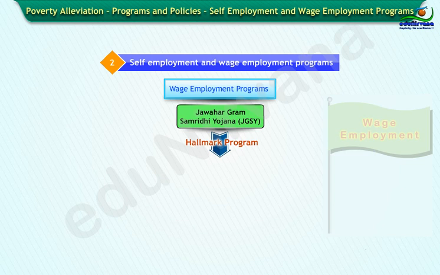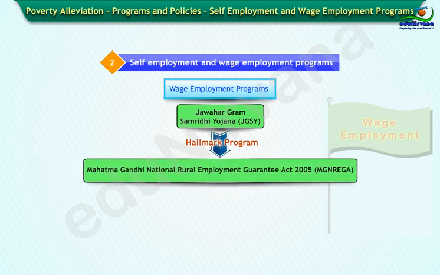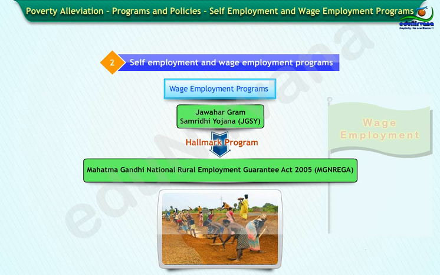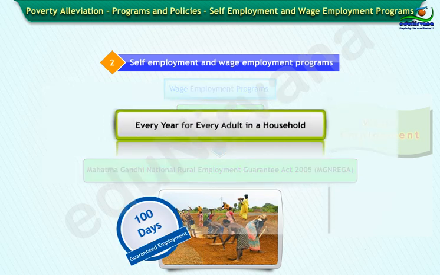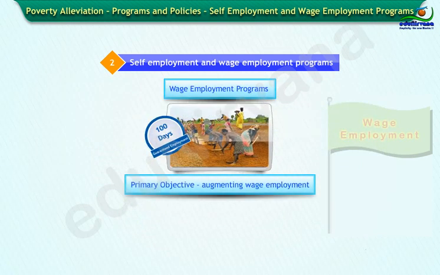One of the hallmarks of these programs was the recently launched Mahatma Gandhi National Rural Employment Guarantee Act 2005, MNREGA. It is one of the largest publicized flagship programs of the government to provide a 100 days guarantee of wage employment every year to every household whose adult member is interested in doing unskilled manual work. The primary objective of the Act is augmenting wage employment.